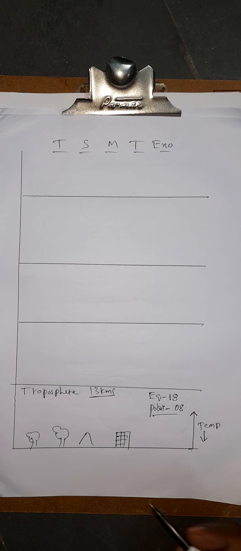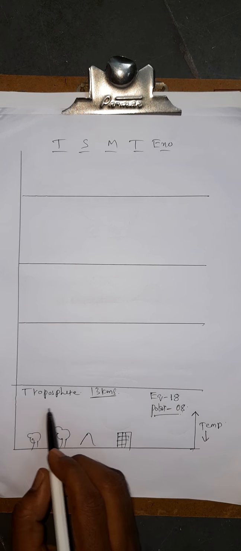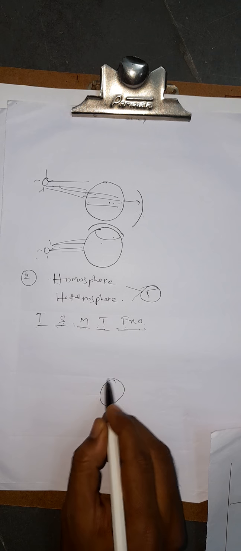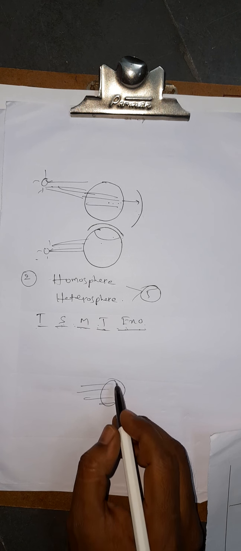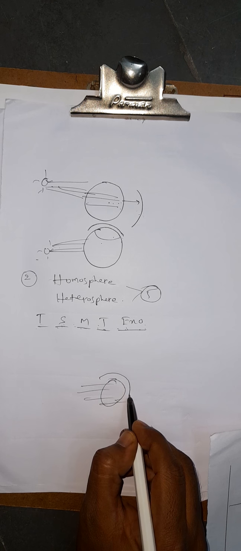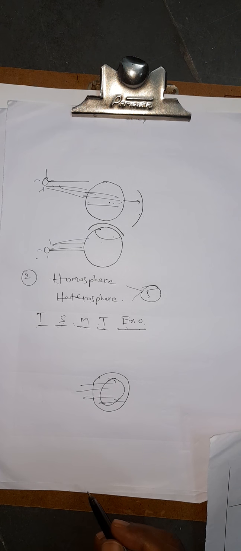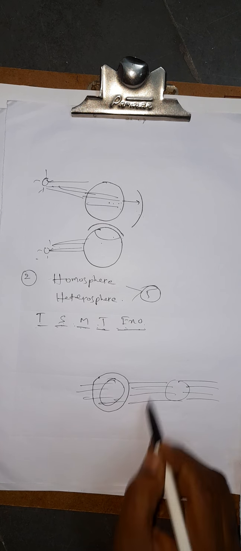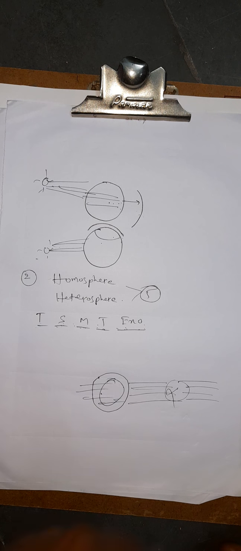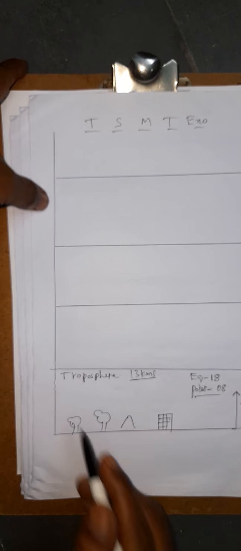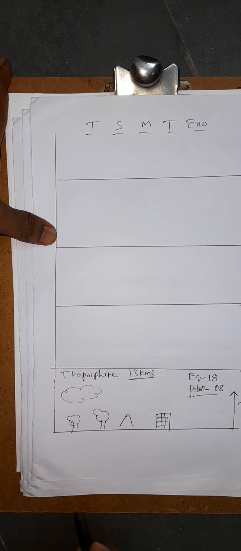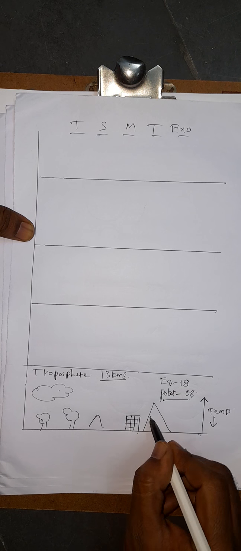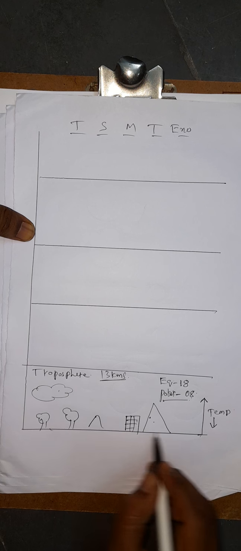When we question this, we need to understand that there is nothing up there to absorb the heat. For example, if I put some object here and it is receiving the heat, then the surrounding regions will also experience warm conditions. But if the heat is going away and there is nothing to receive it, then we don't experience anything. Usually this region is covered with clouds, and it has hilly stations which don't absorb the heat much like the surface of the earth.